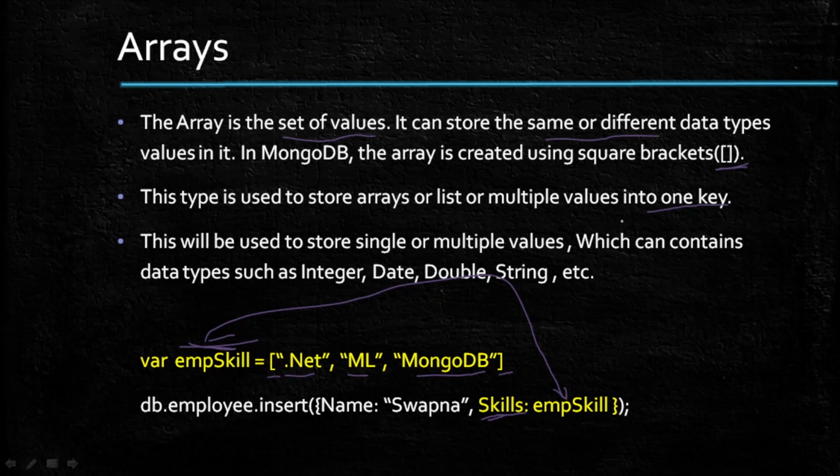The second statement says multiple values are assigned to one key. Here skills is the key. So if you read this document, the employee name is Sapna, who has knowledge about .NET, Machine Learning and MongoDB. In this case, all these skills are represented as an array and assigned to the key, which is part of the complete document, and the document is inserted into the employee collection.